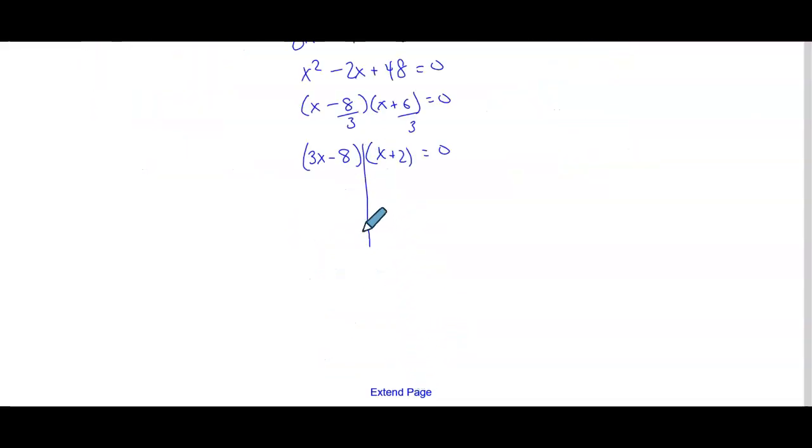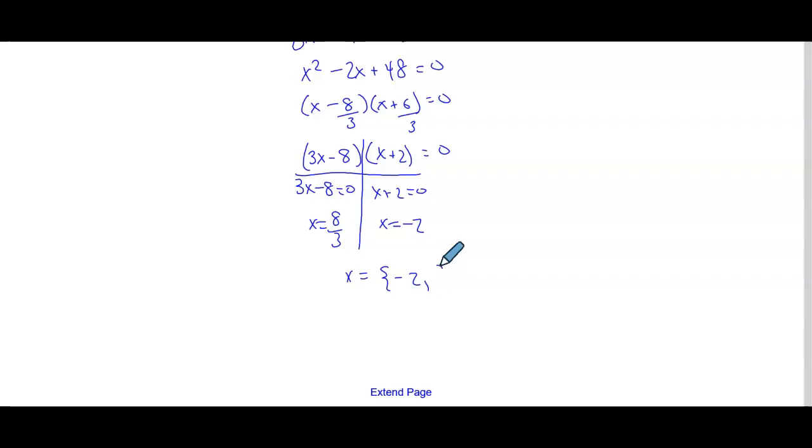So when I solve this, 3x minus 8 equals 0. x would equal 8/3. x plus 2 equals 0. x equals negative 2. Okay, so that gives us a little bit of a reminder about how that factoring could work if we have a front coefficient. And set notation would say negative 2 and 8/3. Okay, so that's page 1 with a little extra.